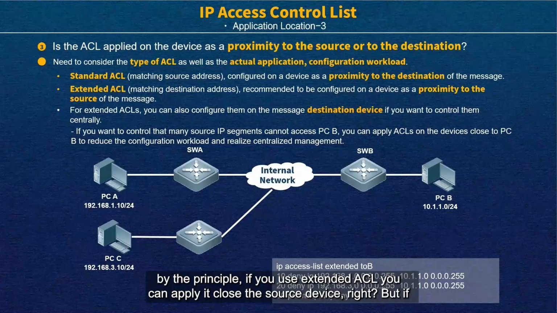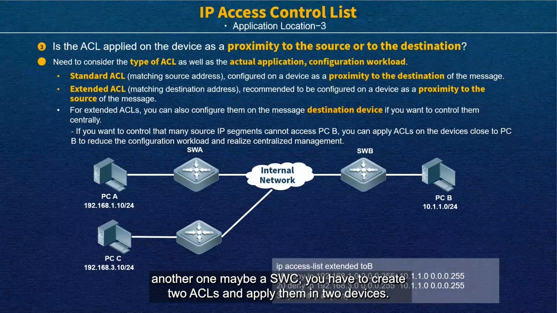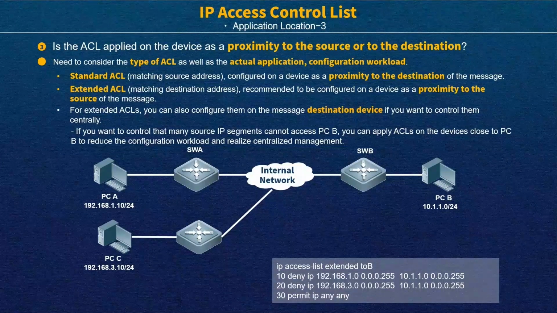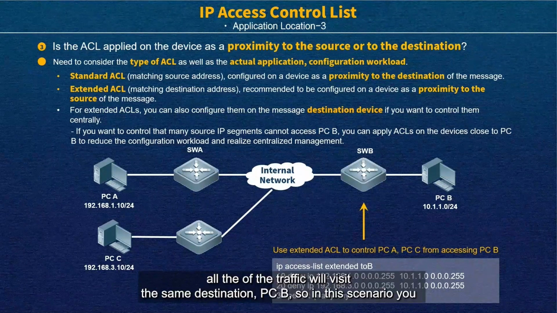So by the principle, we say if you use extended ACL, you can apply it close to the source device, right? But if you want to control PCA to PCB and PCC to PCB, and you apply on the source devices, like switch A and switch C, you have to create two ACLs and apply them on two devices. But if you apply close to the destination, switch B, you only need to create one ACL. It's enough because both traffic flows visit the same destination PCB.